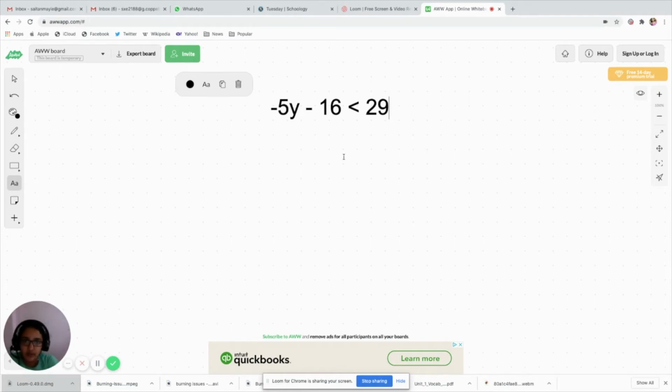So now we have to get rid of the minus 16. Since it's minus 16, we have to get to zero. So we have to add 16 on both sides. So we can just go like this, add 16.